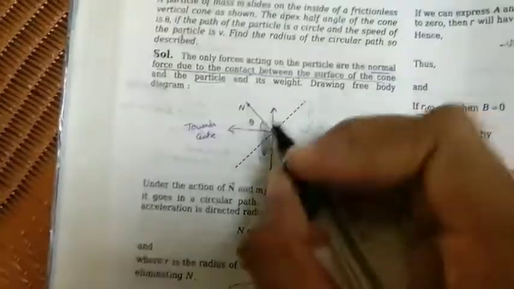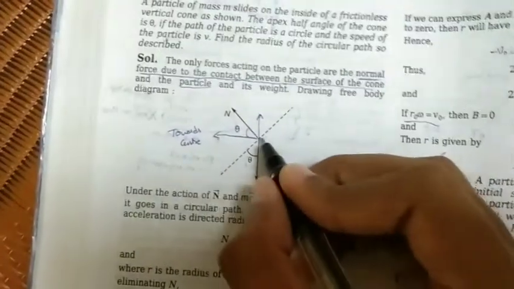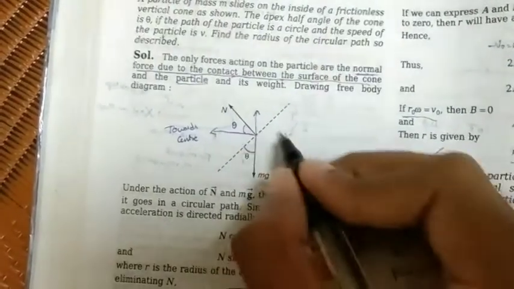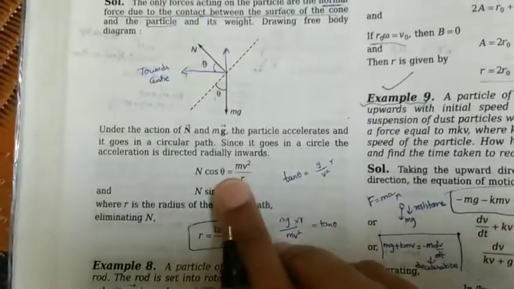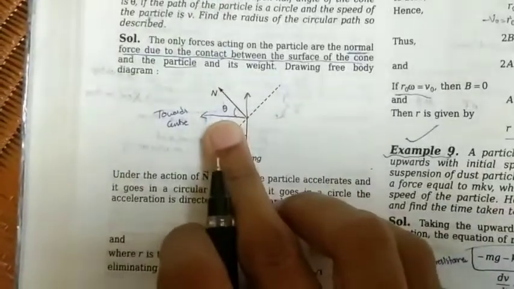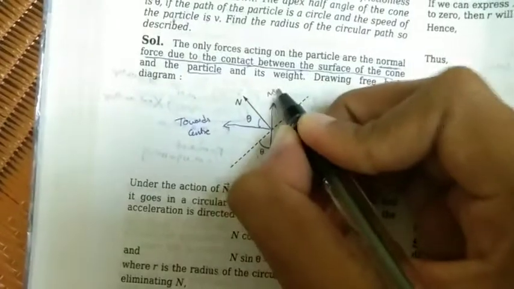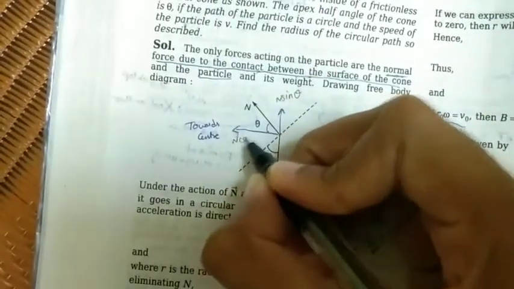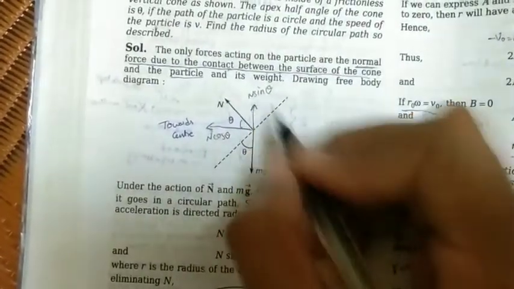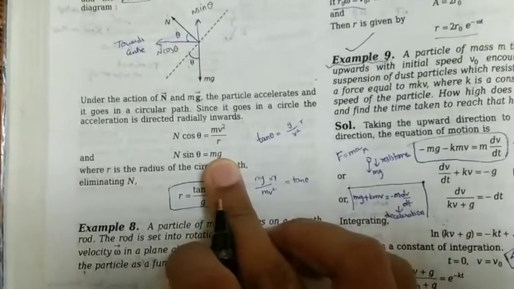So if we see here, this is n cos theta. This would be balanced with the mv square by r force, that is, n cos theta is equal to mv square by r, and that is the radial force. And from the diagram, this is n sin theta, this is n cos theta. So n sin theta is balanced with the gravitational force, that is the weight of the object, that is nothing but mg. So n sin theta is equal to mg.